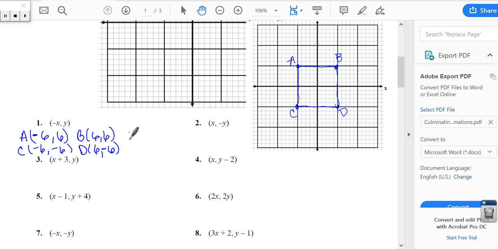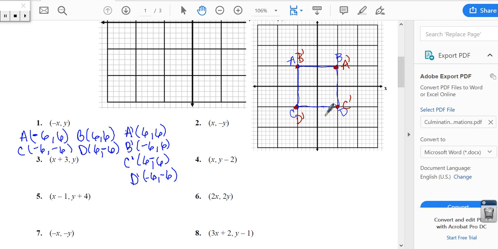So my A prime would have to be take the opposite of x and leave y alone. My B prime would take the opposite of x, leave y alone. My C prime would be take the opposite of x, leave y alone. And my D prime would be take the opposite of x, and leave y alone. So that means 6, positive 6, this would now be A prime. This would now be B prime. This would be D prime. And this would be C prime. And if you notice, I just flipped.